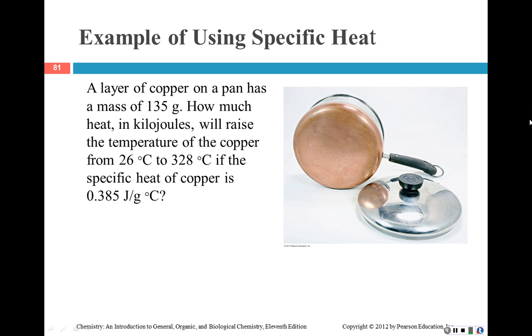Go ahead and try this. It's not as hard as it sounds. If you cancel your units out right, it will not be that difficult. Okay, let's see how you did.